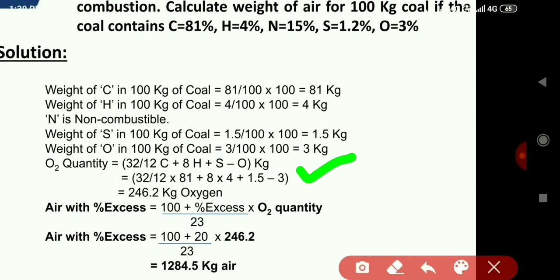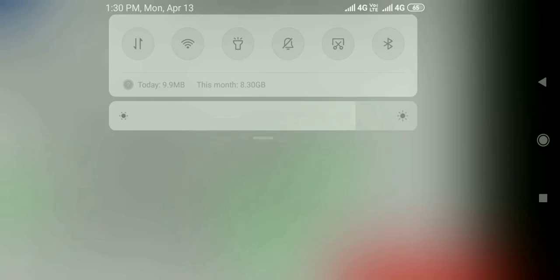फिर उसके बाद ऑक्सीजन क्वांटिटी इसी फॉर्मूले को यूज़ करके हम लोग यहाँ पर निकालेंगे. सो ऑक्सीजन क्वांटिटी हमने निकाला 32/12 C + 8H + S - O. तो ये सारी वैल्यूज़ को जो यहाँ पर हमने कैलकुलेट की थी उनसे हमने यहाँ पर इनपुट करके ये वैल्यू निकाली ऑक्सीजन. ऑक्सीजन क्वांटिटी आ गई तो एयर विद परसेंटेज एक्सेस इज इक्वल्स टू 100 प्लस परसेंटेज एक्सेस अपॉन 23 इंटू ऑक्सीजन क्वांटिटी, एंड इन दिस वे वी हैव found the value of air. Right. So in this way we can calculate the weight of air required for 100 kg of coal.